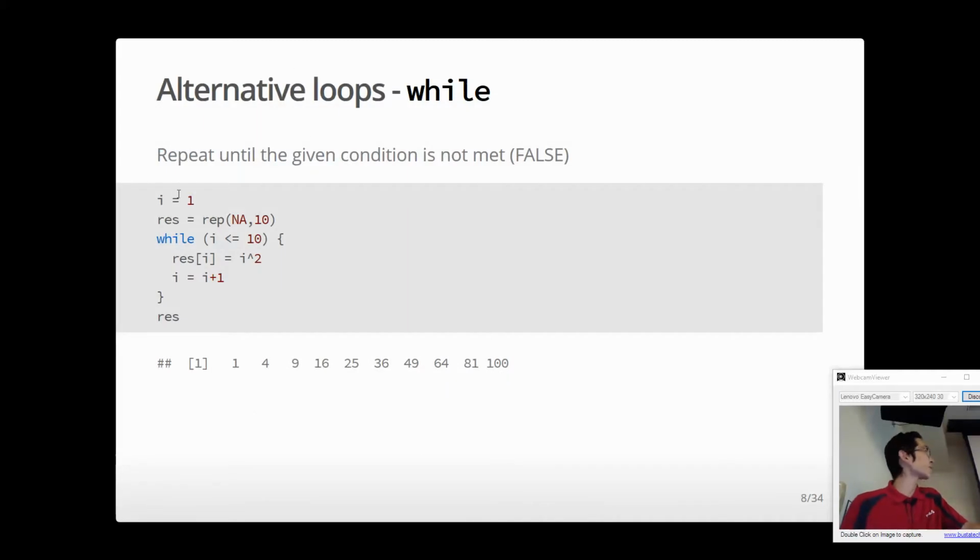Okay, so that's a for loop where you give it a vector and it goes through each element in the vector. You have alternative loops which run on a condition. So while here says, as long as this condition is true, do the stuff inside the loop. And as soon as this condition evaluates to false, then it stops and quits, okay?